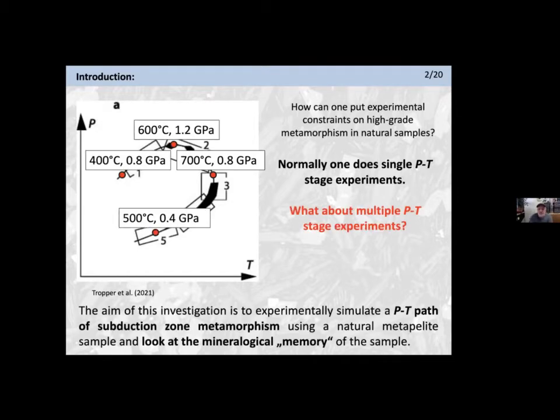But what happens if we do multiple PT stage experiments, sort of a PT loop? And this is what we've been doing here. We've been running these PT conditions subsequently, so without taking the sample out of the machine. And the aim of this investigation is to simulate a PT path of subduction zone metamorphism and look at the mineralogical memory of the sample.